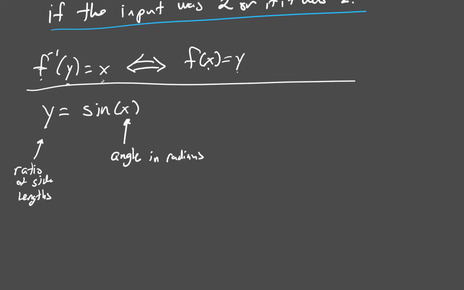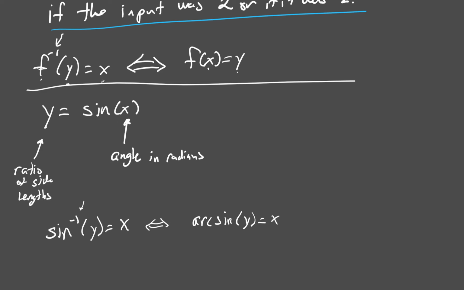Right? Okay, so I've got an angle in radians as my input and a ratio of side lengths as my output. Well, the inverse function, which I can write as sine inverse of y equals x, or we have another name for this, which I like better because this notation almost makes it look like you're taking a reciprocal. We're not taking a reciprocal. I mean, it's a standard notation, but when we can avoid confusion, we like to. So this is the same thing as arc sine of y equals x.